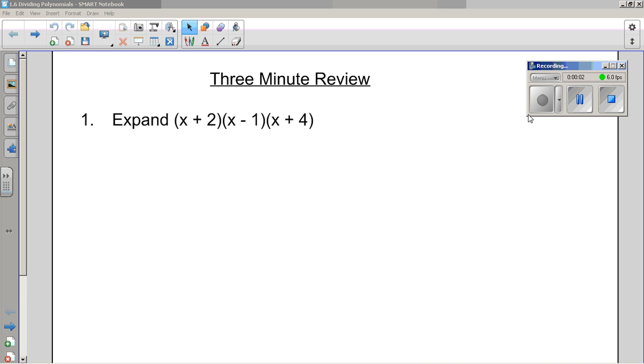Okay, welcome functions folks. This is lesson 1.6 on dividing polynomials. Today's a pretty big day. We figure out what it means to divide polynomials.